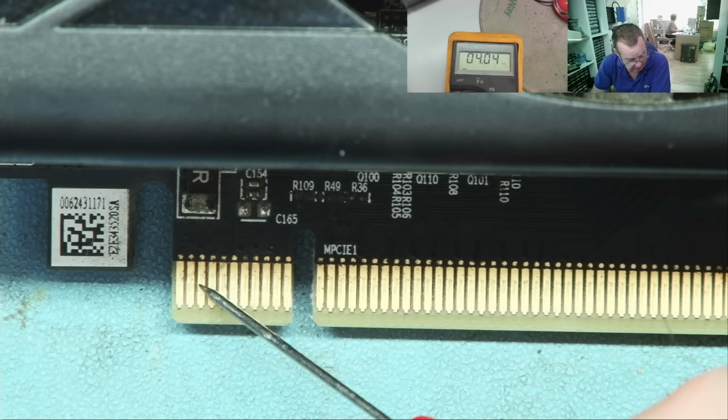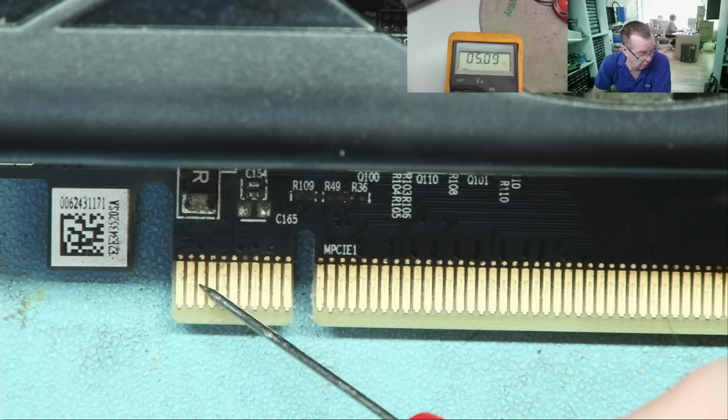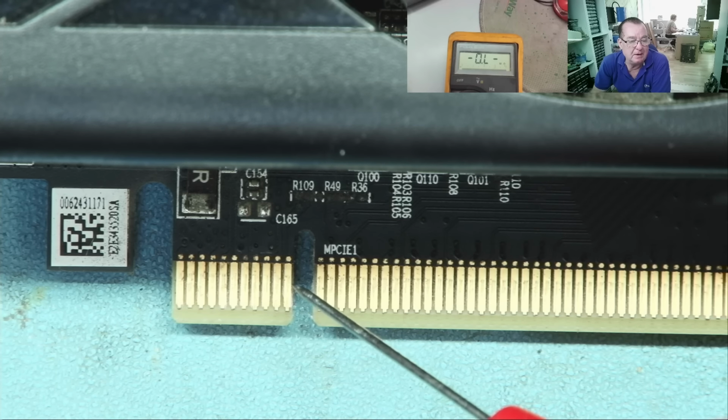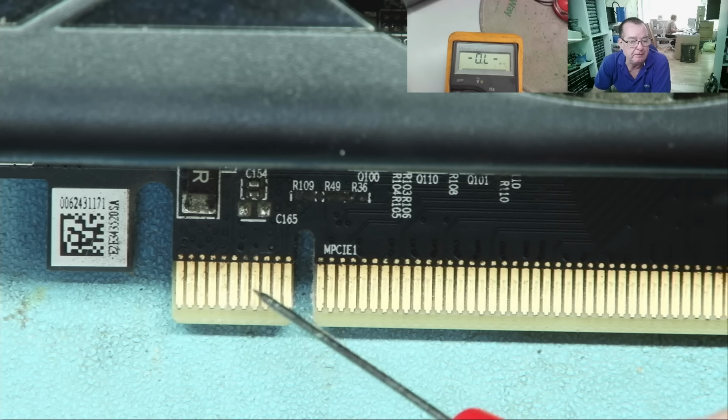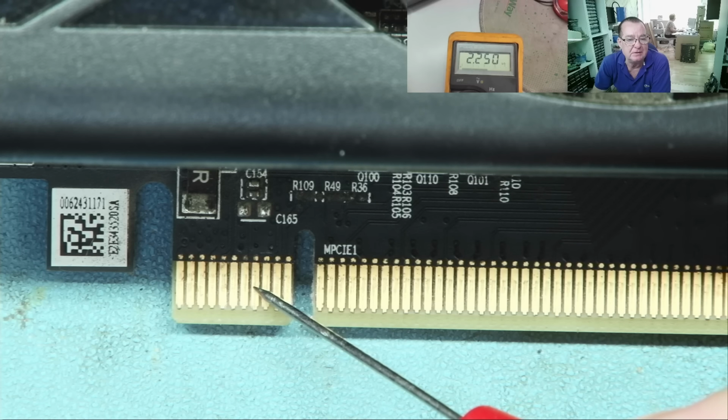42k, 4k, 5k. I'm quite happy with that. So the first three are the 12 volts, and then from this end, 1, 2, 3, 4 is the 3.3 volts, and again that reads in kilo ohms, 2.25.